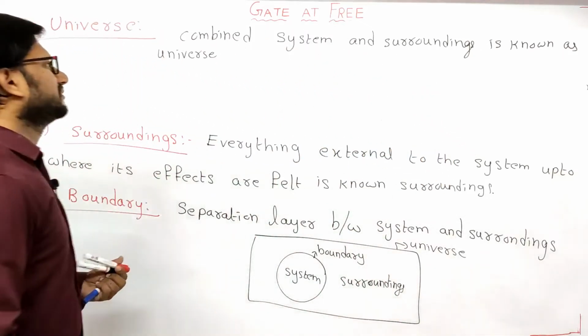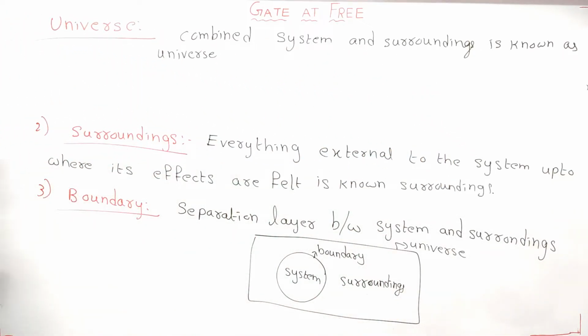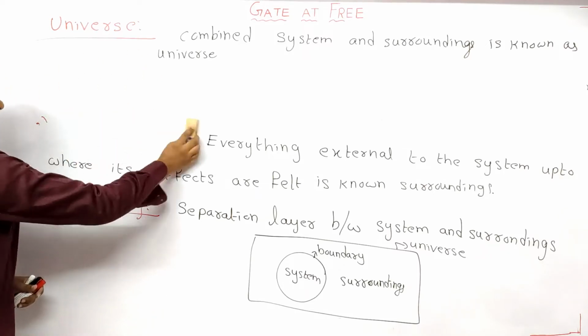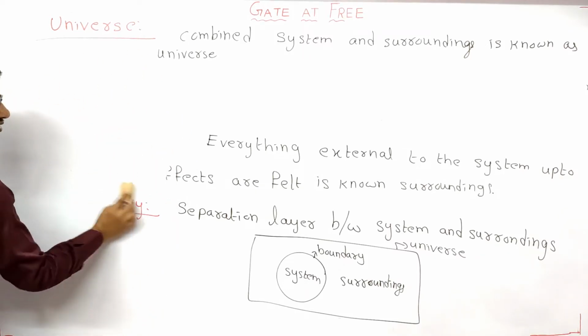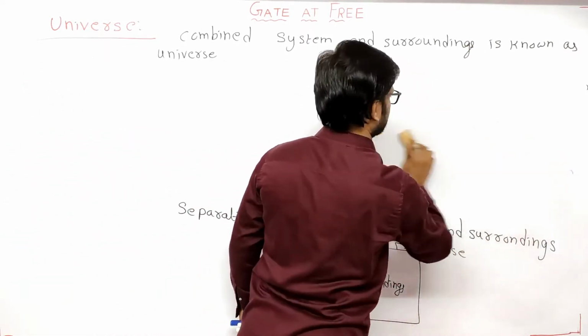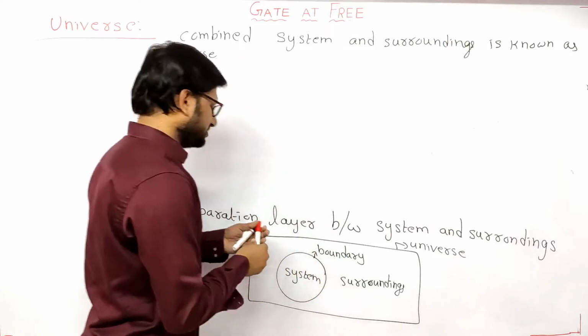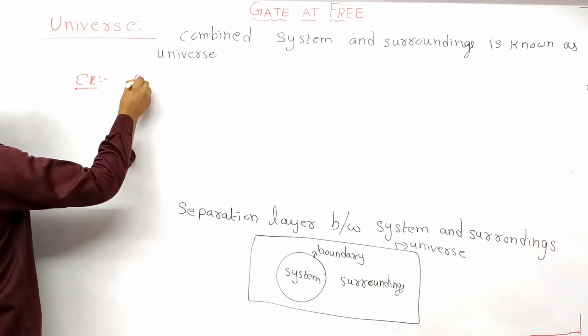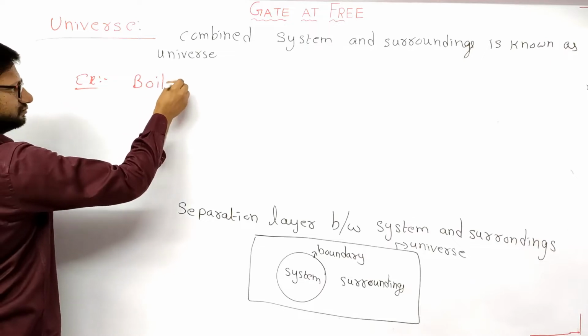Next, let us see one example on surroundings, system and boundary. Now let us take an example of boiler. Okay.